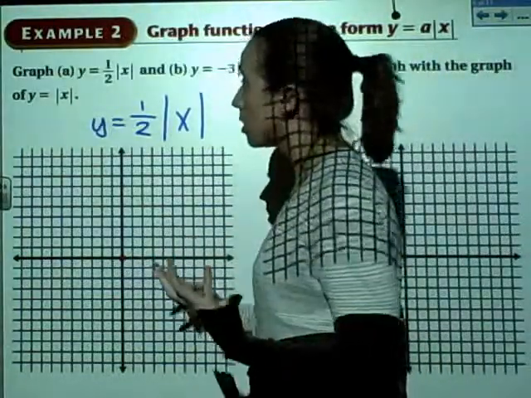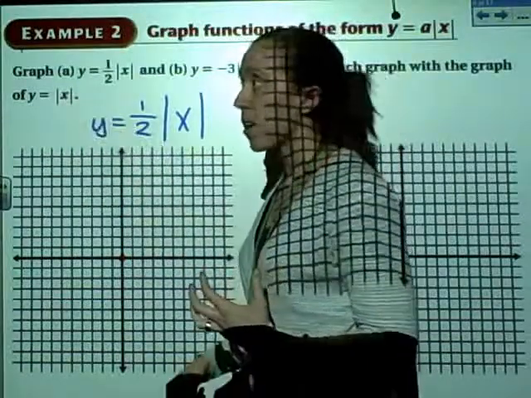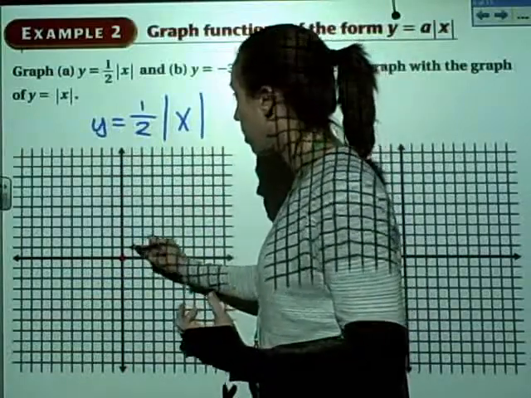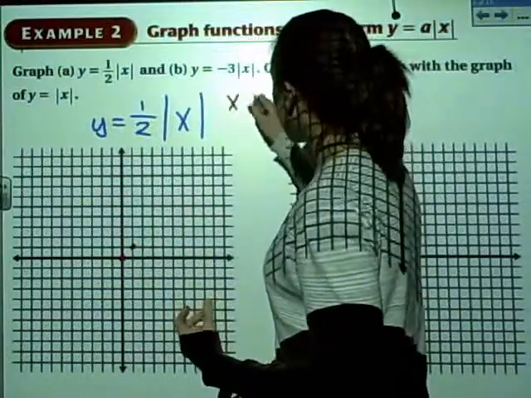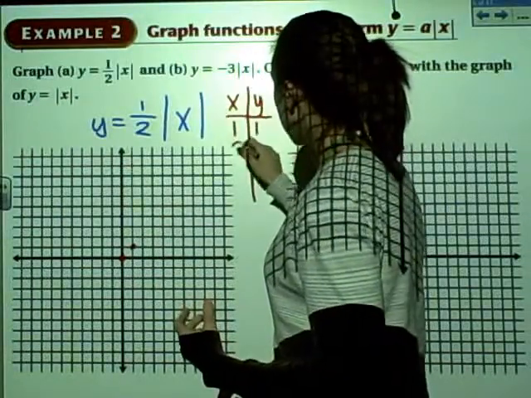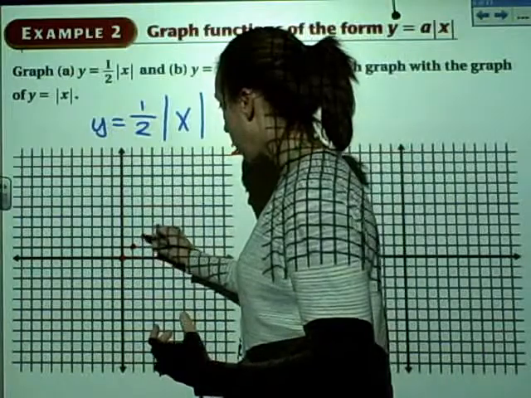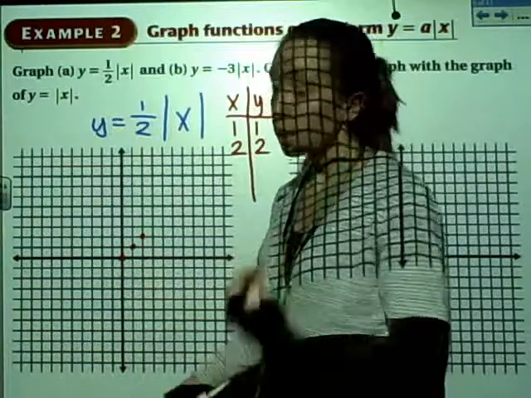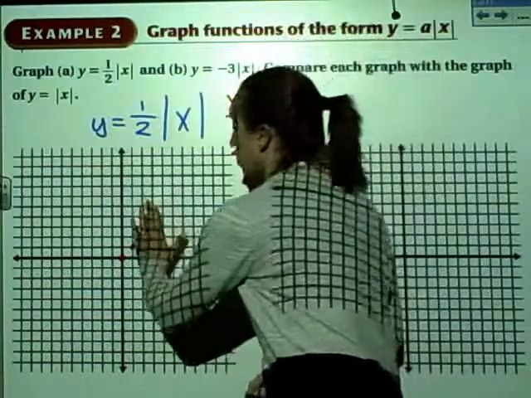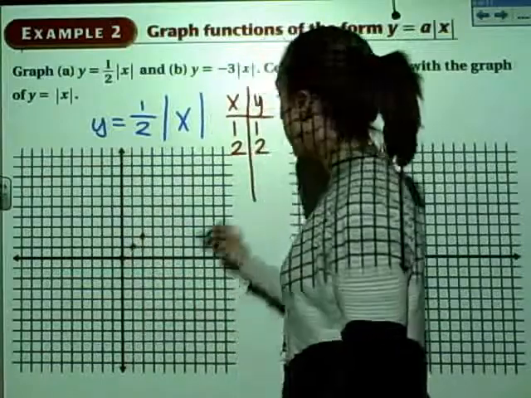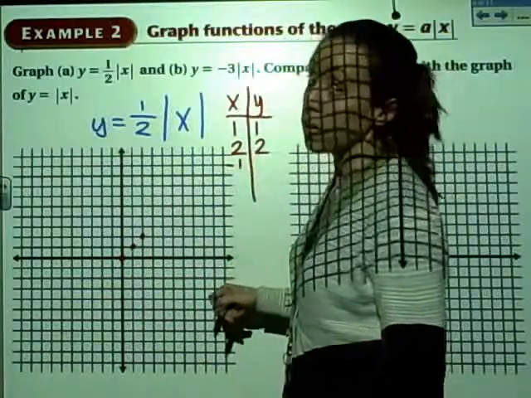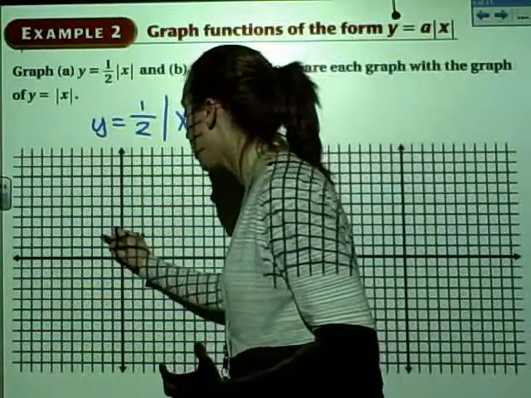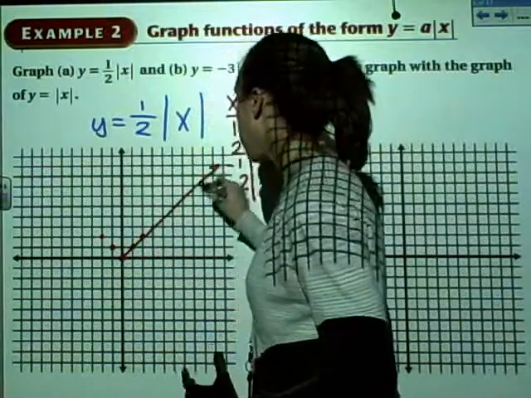So parent function just involves me putting some values in for x. So I'm going to put 1 in there. Absolute value of 1 is just 1. Absolute value of 2 is 2, and so on and so forth. Now, because this one is the parent function, I know the vertex is at the origin, and I can just reflect over those points. But if I put in a negative 1 for x, absolute value of negative 1 is still 1, etc., etc. So I'm going to fill in my v.